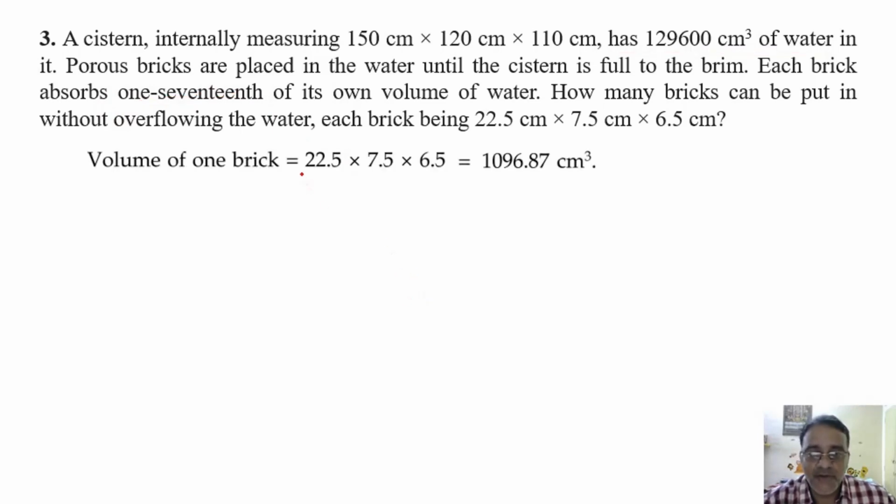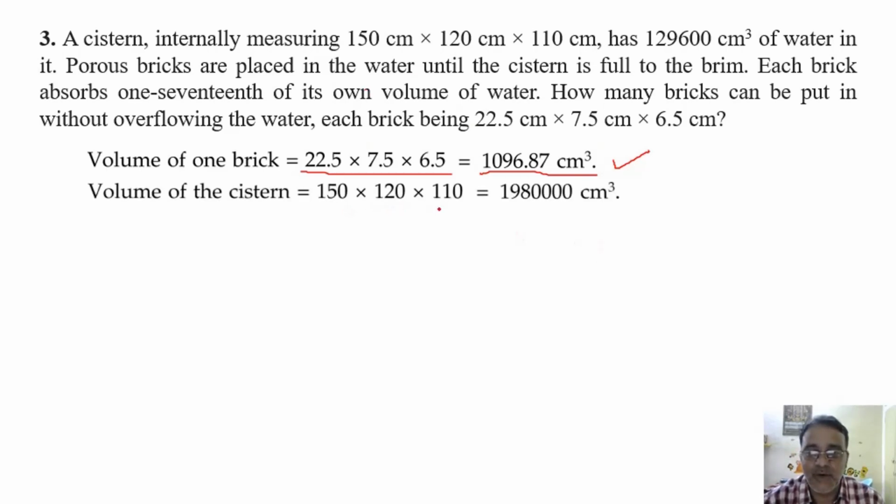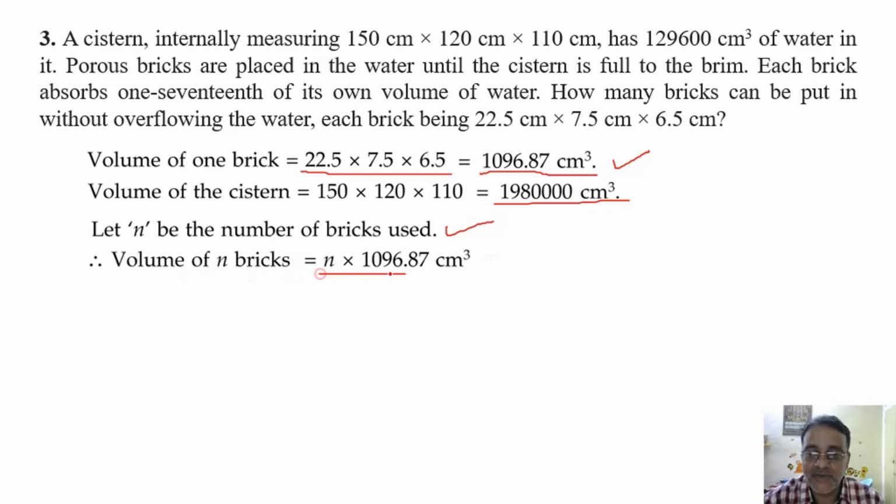So the volume of one brick is 22.5 into 7.5 into 6.5. After multiplying you will get 1096.87 centimeter cube. And the volume of the cistern is 150 into 120 into 110, that is 19,80,000 centimeter cube. Now let n be the total number of bricks, and the volume of n bricks will be equal to n into 1096.87 centimeter cube.